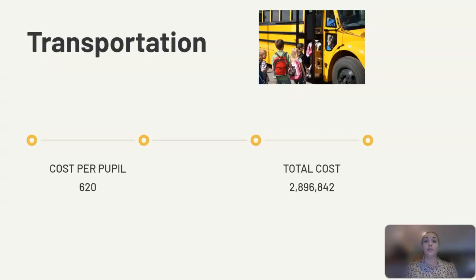And here we have our transportation. Again, this is another area that the state level and federal level look at the cost per pupil. Depending on how many pupils, of course, we do ultimately transport within our district, and then the total cost of transportation for our district as well. Another very high area of costs.